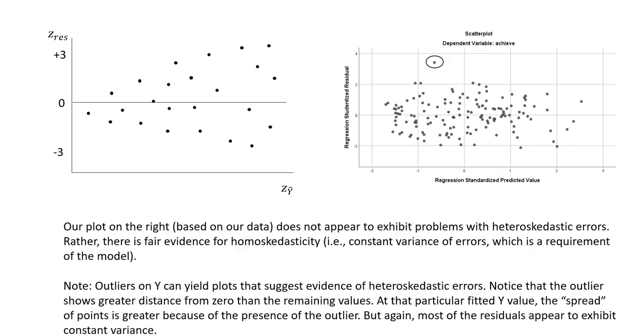I will say though that you do want to be mindful that outliers can produce indications of heteroscedasticity. So to give you an example, at 0 on our studentized residual, I'll just kind of draw a little line right here.